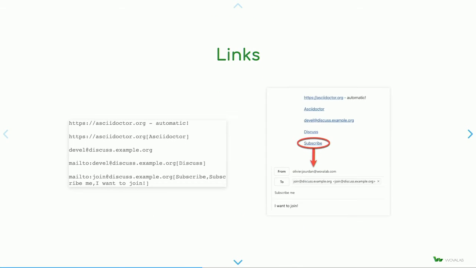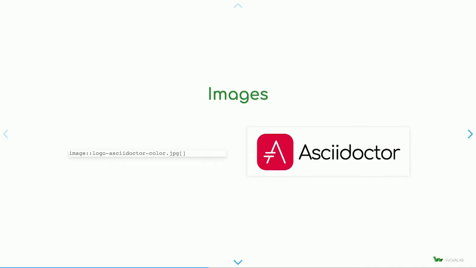You can have links, obviously. It could be really simple. You just write the URL, and you get the clickable link at the end. But you can have more advanced links, like the mailto, with some email address and some content pre-filled in the topic and the body of your mail. If you click on the subscribe link, you will have your emailer starting a new message. It's possible to insert images.